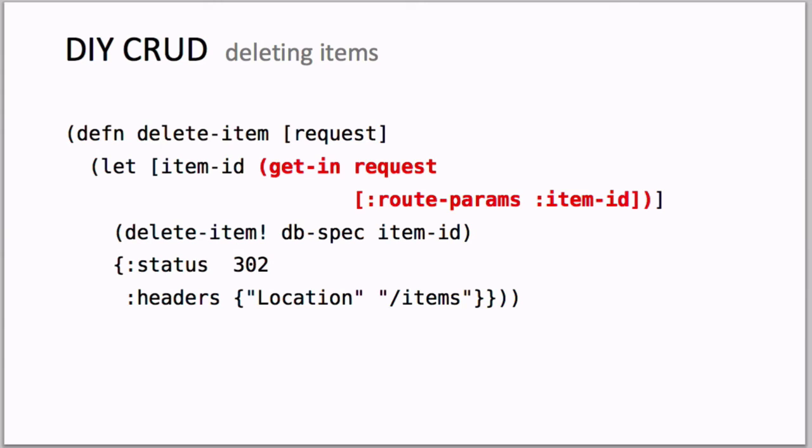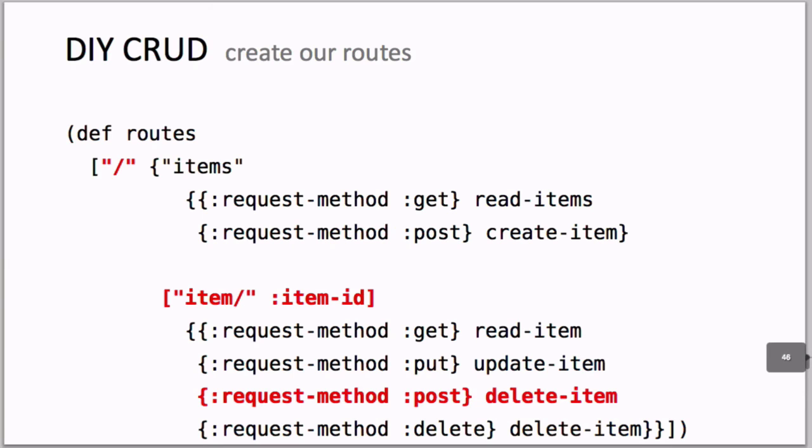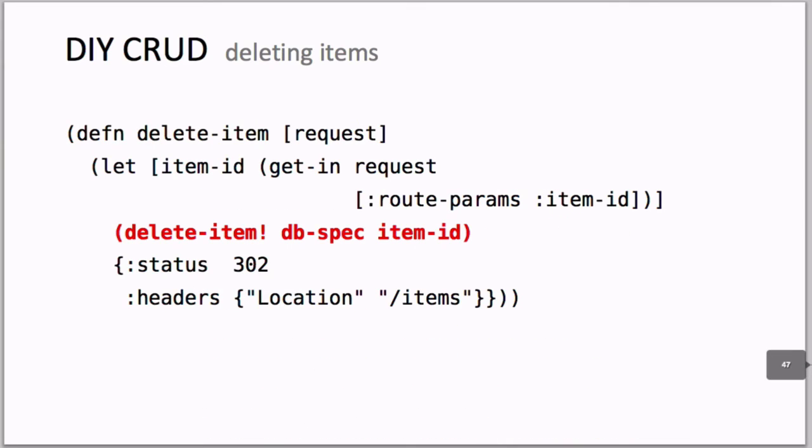Bidi puts the parameters from the URL into root params, but it also merges them into another key called params with every other parameter. But I'm using root params to make it clear that that ID comes from the root and not from query strings or somewhere else. So the URL we're looking at is /items and then the ID, which matches up with item ID. So then we're calling delete item, which is the SQL function, and it deletes it.